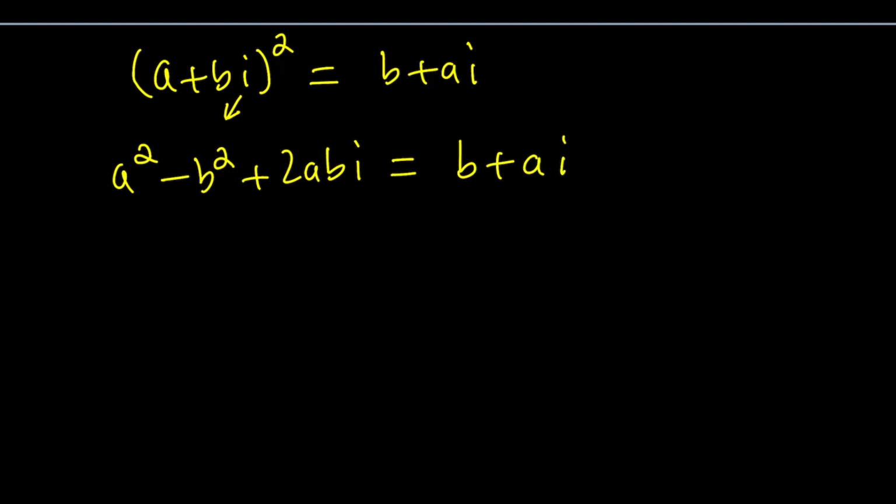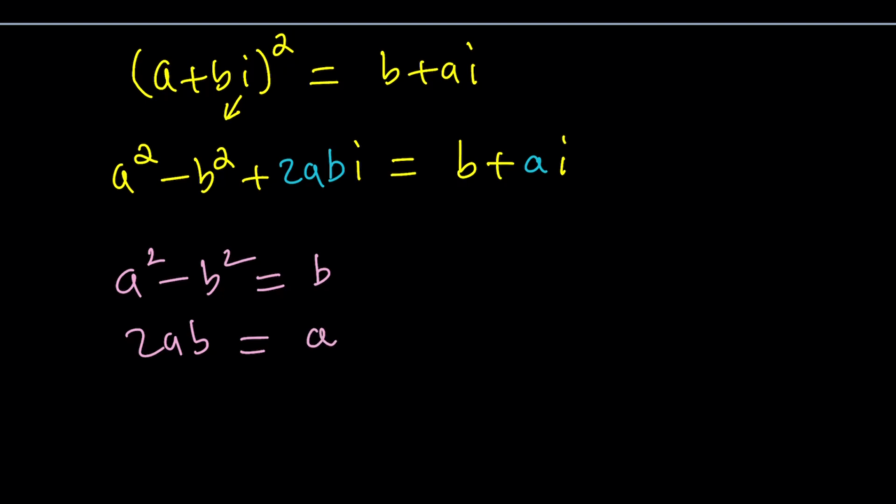Now, when two complex numbers are equal, you have to think of two things. Their real parts are going to be equal, and the imaginary parts are going to be equal. Let me illustrate that real quick. So we have 2abi here, and we have ai here. The real parts are a^2 minus b^2, and that's going to equal b. So a^2 minus b^2 equals b. And the imaginary parts are 2ab and a, so they're going to be equal as well. This gives us a system of equations. It's kind of quadratic, and there are two variables and two equations, and we can solve it.